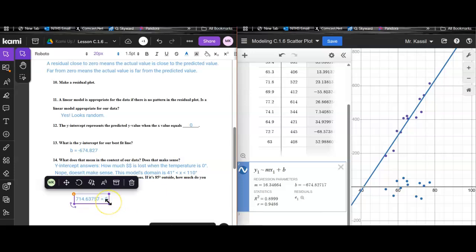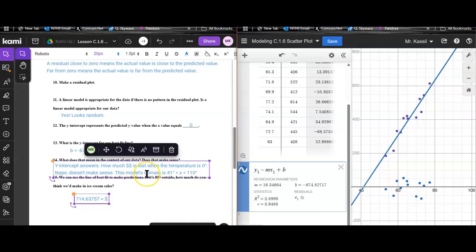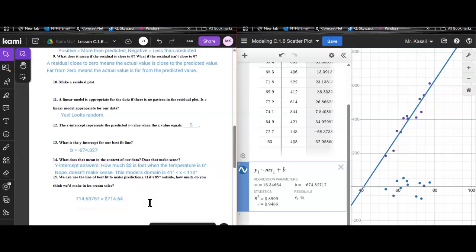Remember, money is in dollars and cents, so we'd want to make sure we round this to not 63, but instead the 7 makes our 3 round up, so we'd go 714.64. And so, ladies and gentlemen, that concludes our guided notes.